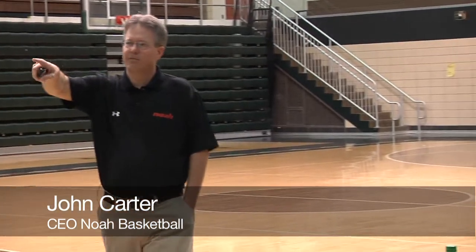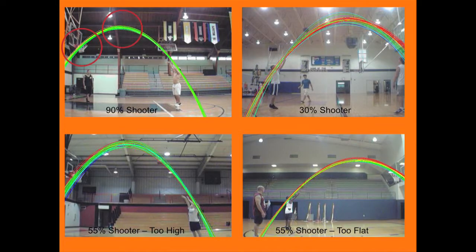Let me show you a few, just to give you the full gamut here. Top left is a very consistent shooter, a 90% free throw shooter, Division III player, very good. Top right, this is about your high school average, and you can see a lot of variation here. The more variation you have in your arc, the more variation you're going to have at the rim. So again, angle controlling the distance.